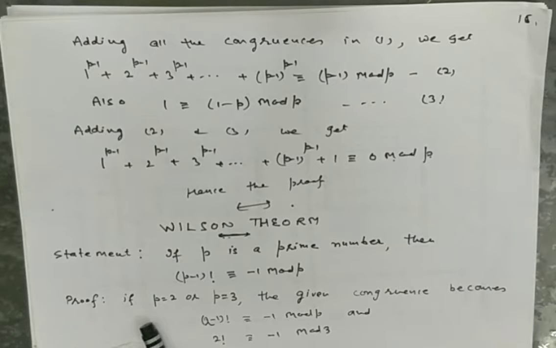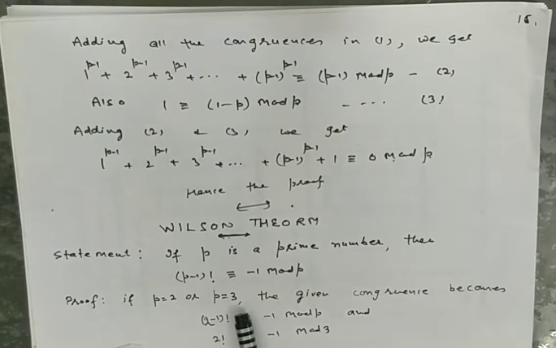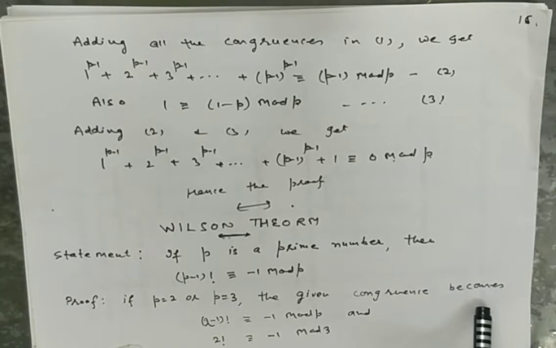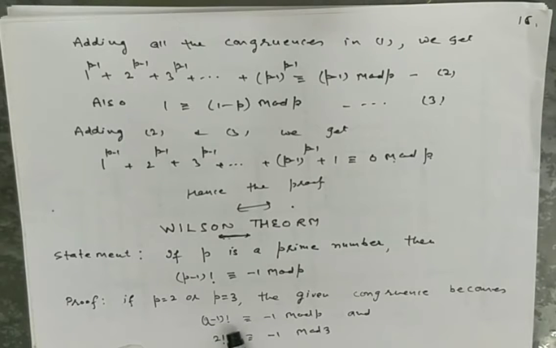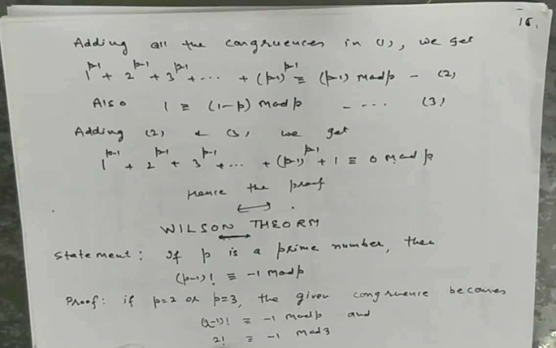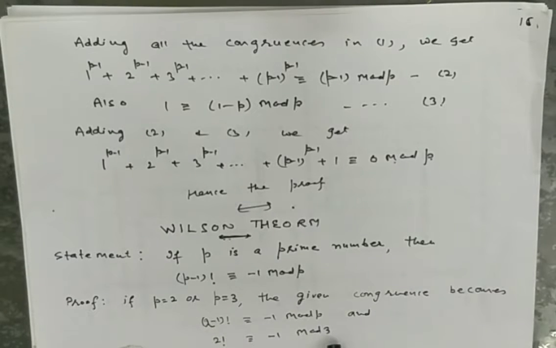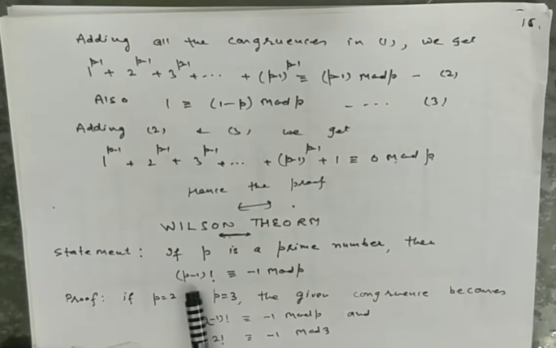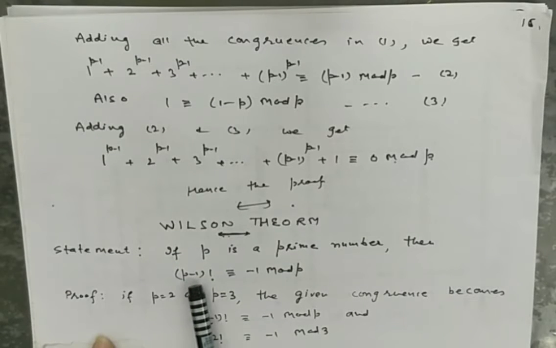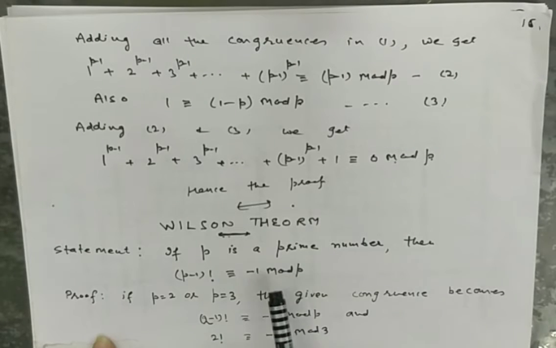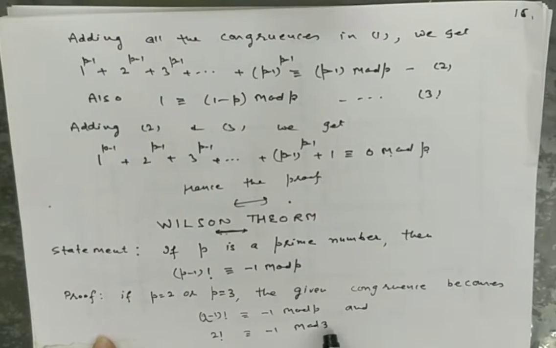Let's prove it. If p is equal to 2 or p equal to 3, then the given congruence becomes (2 minus 1) factorial is congruent to minus 1 modulo 2. And for p equal to 3, it becomes 2 factorial is congruent to minus 1 modulo 3, because when we put 3 here, we get 3 minus 1 is 2, that is, 2 factorial is congruent to minus 1 modulo 3.